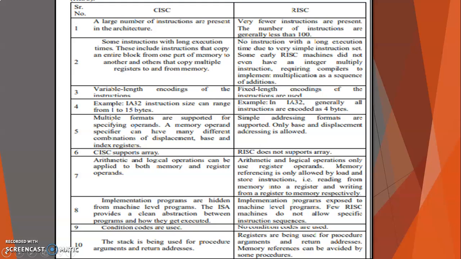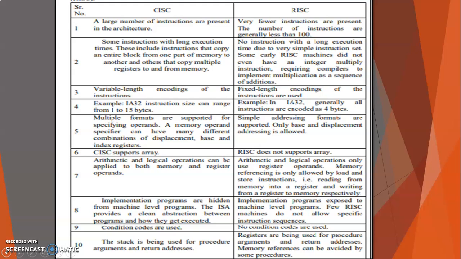In CISC implementation, the details are hidden from the machine level program. The ISA provides a clean abstraction between programs and how they get executed. In RISC, the implementation is exposed to the machine level program. Few RISC machines do not allow specific instruction sequences. In CISC, condition codes are used. In RISC, no condition codes are used.